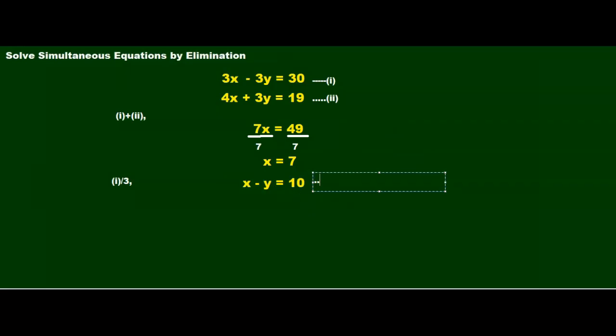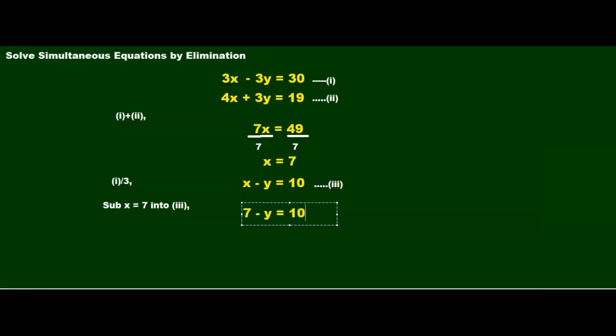I'm going to call this equation 3. Now I'm going to substitute x equals 7 into equation 3. So now my x is no longer x, it's now 7 minus y equals 10. So minus 7 on both sides. That leaves me with negative y equals 3.